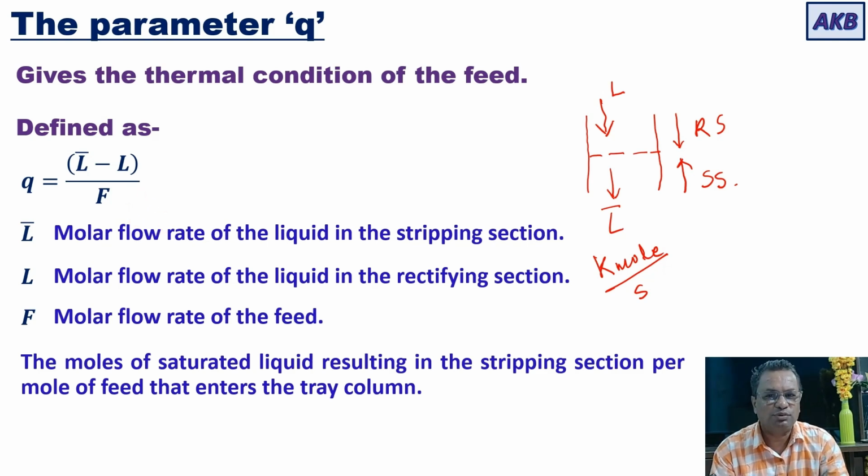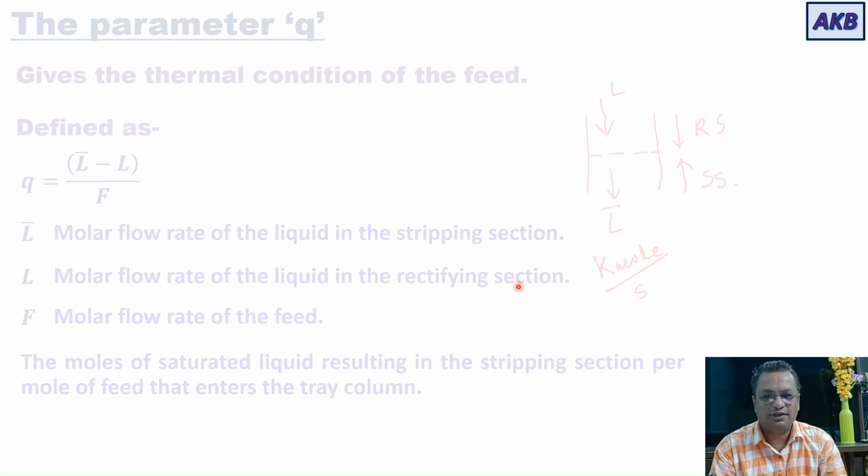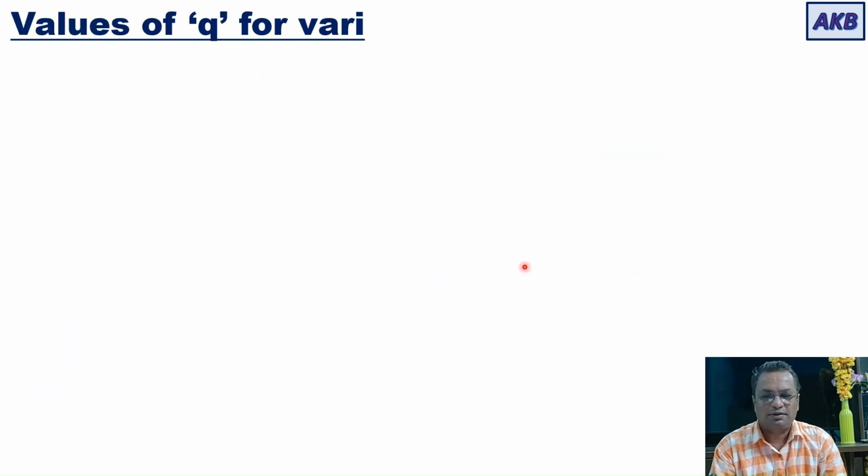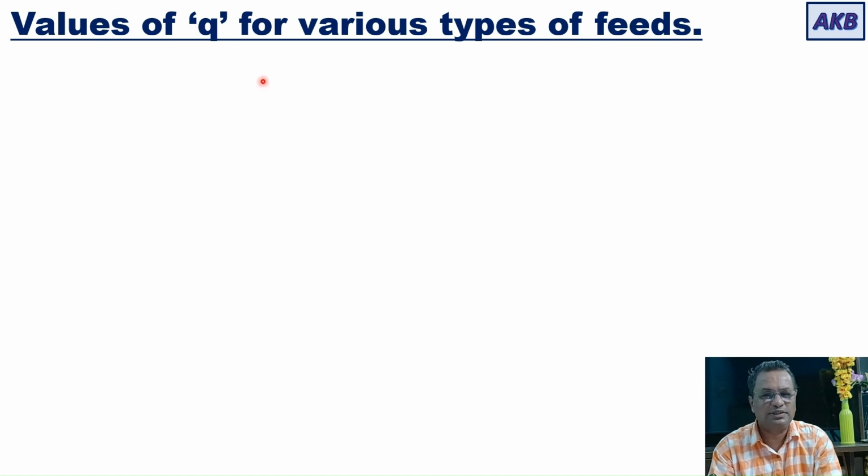Okay, so you have two mathematical equations that can define the parameter Q. Parameter Q gives the thermal condition of the feed. Okay, so let us continue. As we understood, the values of parameter Q will tell you about the thermal condition of the feed. So for various types of feed to a typical tray column, let us know what the values for parameter Q are.